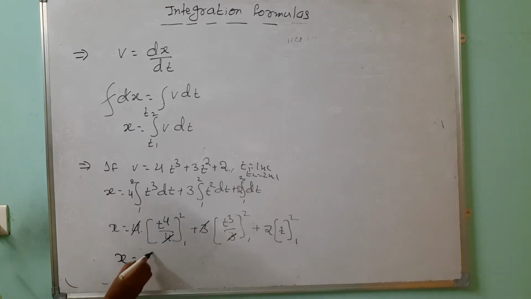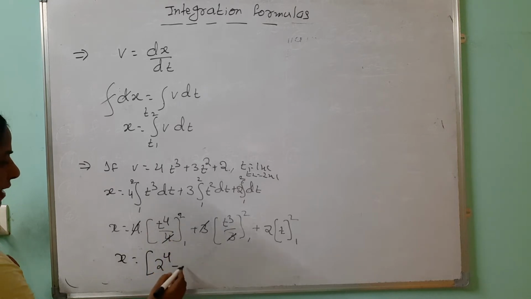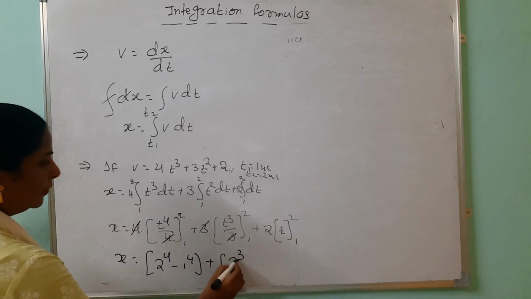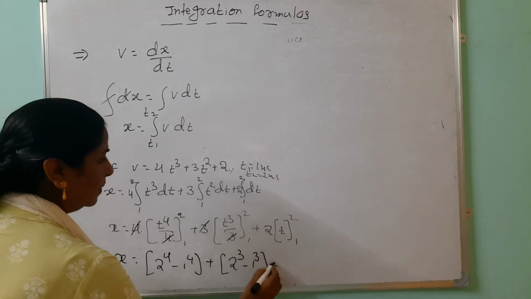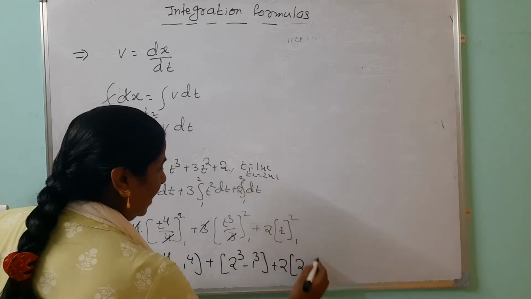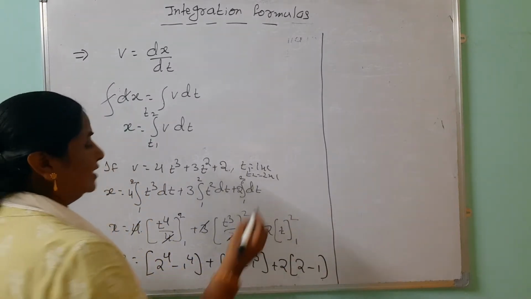x equals, see, instead of t, first we should apply the upper limit. Here the upper limit is how much? 2. So we write 2 to the power of 4, minus the lower limit 1, instead of t we write 1 to the power of 4. Then instead of t, we write 2 cube minus 1 cube, plus 2 into, instead of t we write 2, then minus 1. After simplification, we get the displacement.